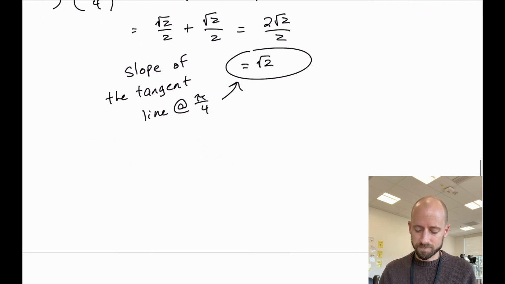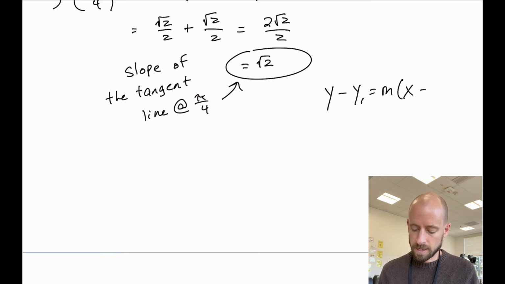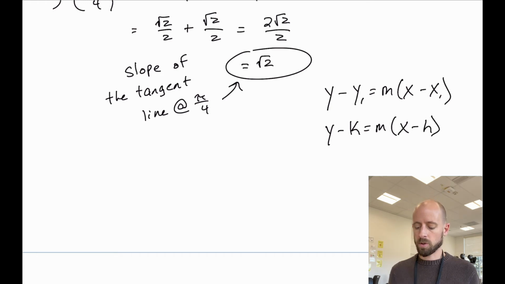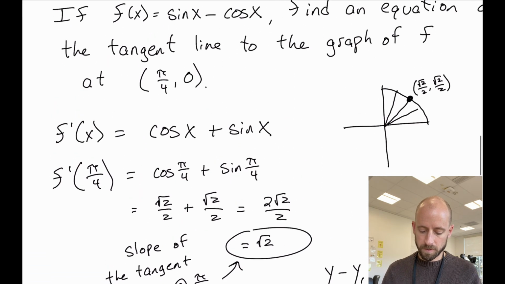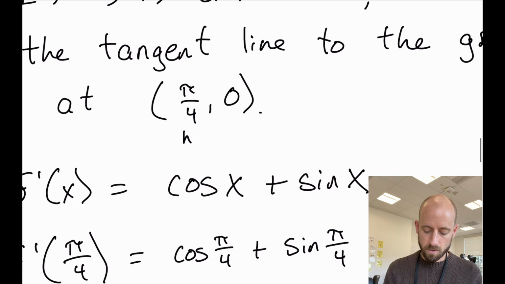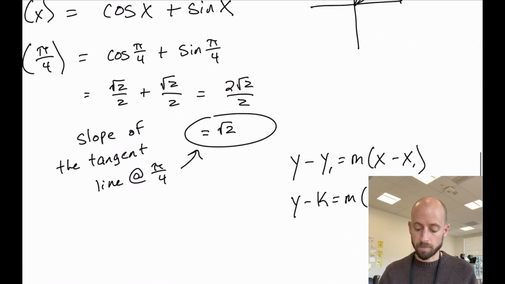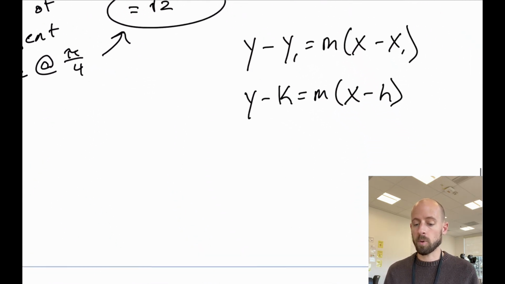So we use this form where we have y minus y1 equals the slope times x minus x1. You might also see it like this, y minus k equals the slope times x minus h. What are those y1s and x1s and k's and h's? That's the point that we were looking for, right? That was here's our h, k, or our x1 and y1, okay? So we're just plugging those in. The k is just the y value of the point you're going through. This is point slope form.